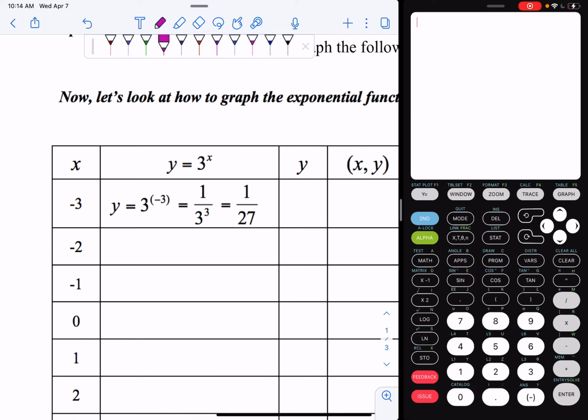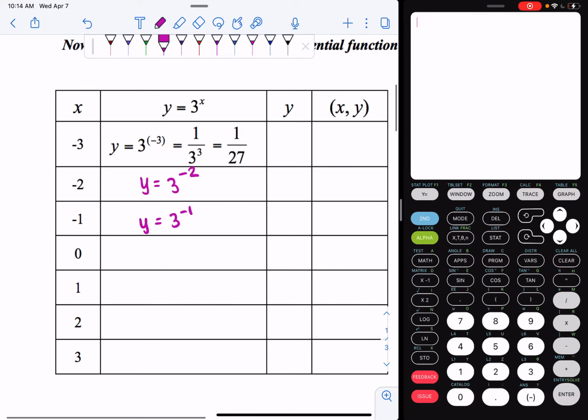So I'm going to do y equals 3 to the negative 2. I'm also going to do y equals 3 to the negative 1, y equals 3 to the 0, y equals 3 to the first, y equals 3 squared, and y equals 3 to the third. Now, the thing is that doesn't really tell us much because I'm not going to be like, oh, Lachey, can you go plot y equals 3 to the third? No, that's pretty weird. We need to know what that number is.